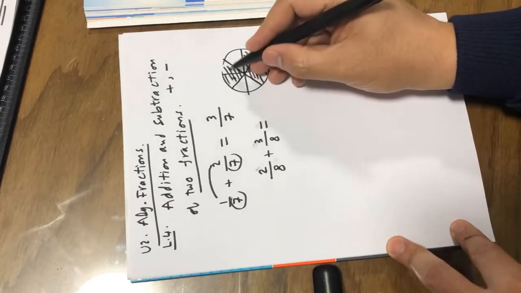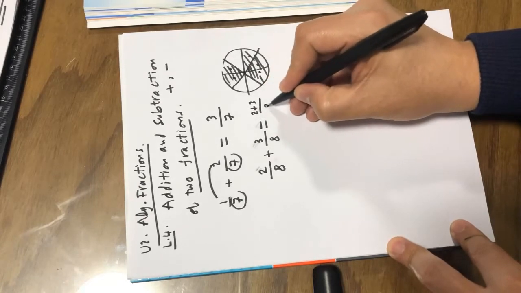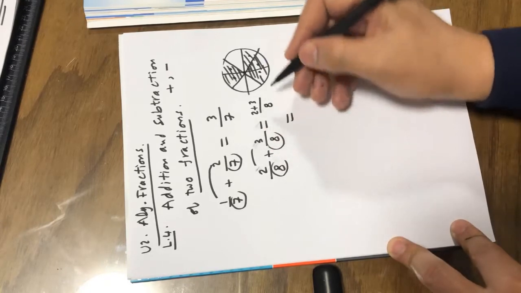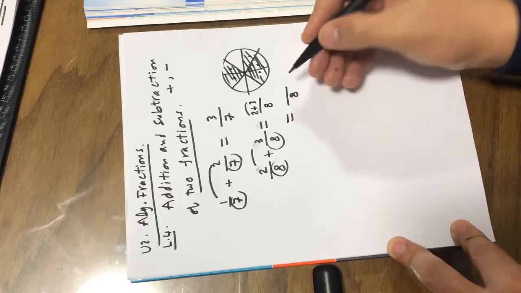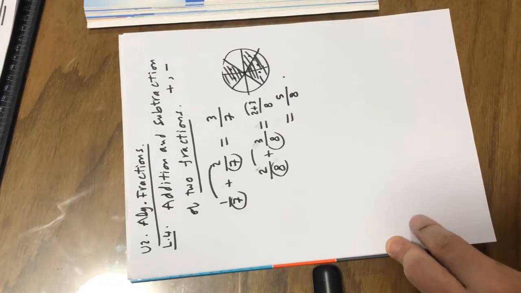This is 1, 2, 3, 4, 5. Therefore, easily to be done like this. So if we have the same denominator, we add the numerators and we put the denominator only once. So we get 5/8. This is easy.